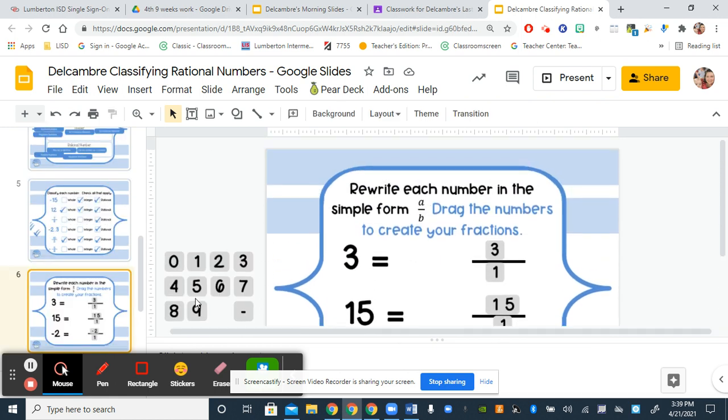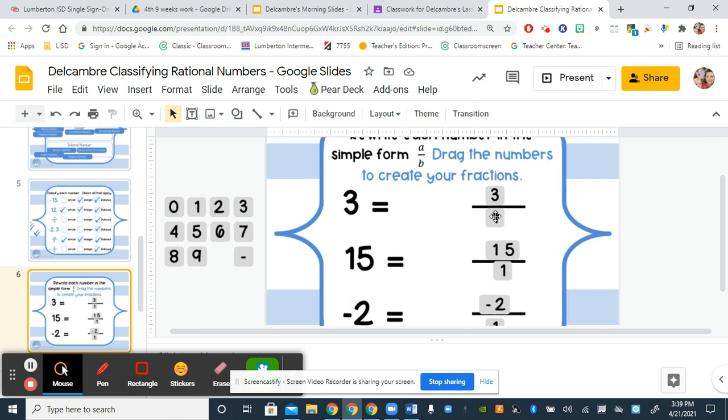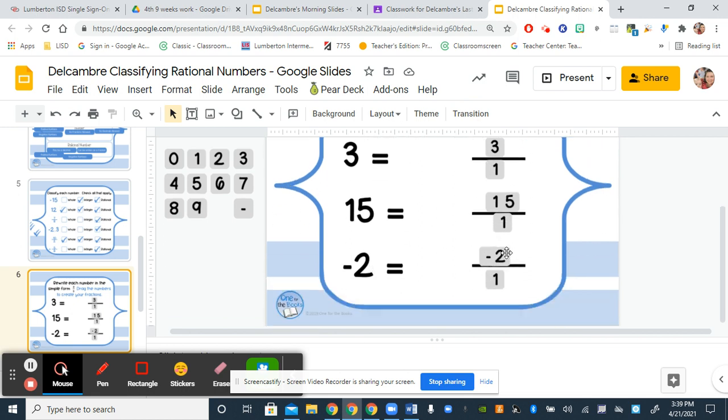So here what we did was we rewrote the numbers and made them into fractions. So I had 3, and any whole number you can make as a fraction by putting a denominator of 1. So 3 would be 3 over 1, 15 would be 15 over 1, and -2 would be -2 over 1. And all I had to do was drag those numbers over.